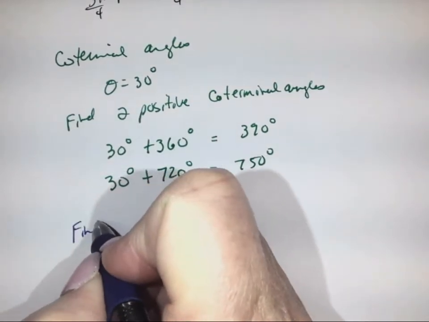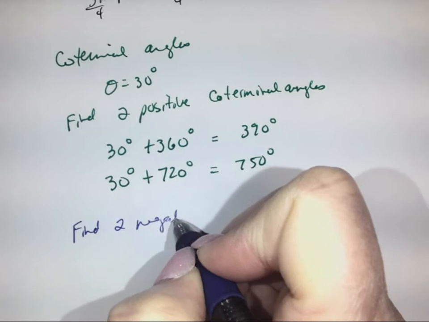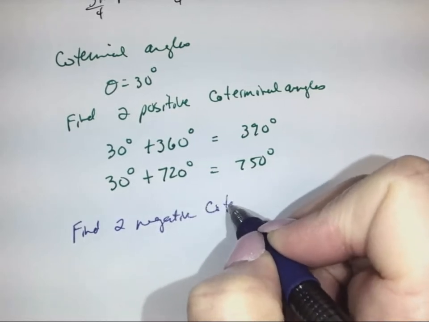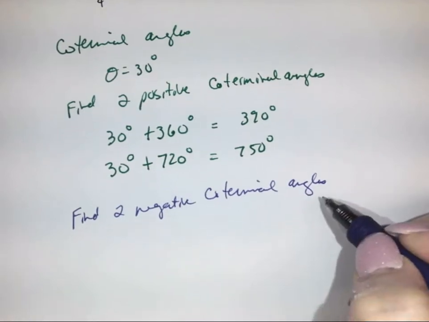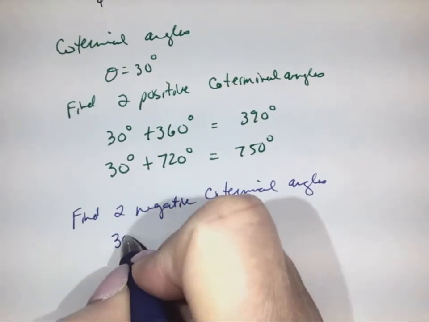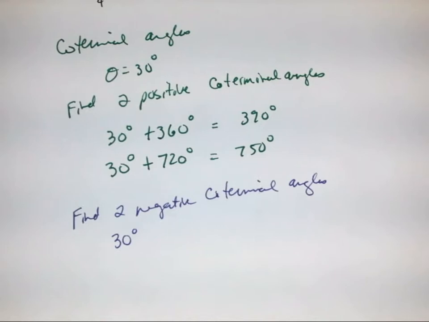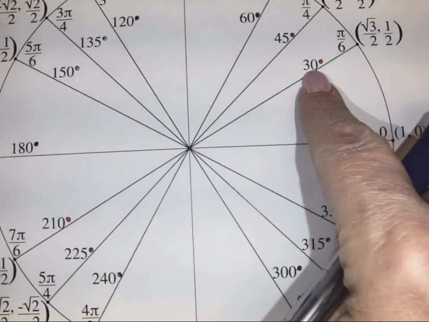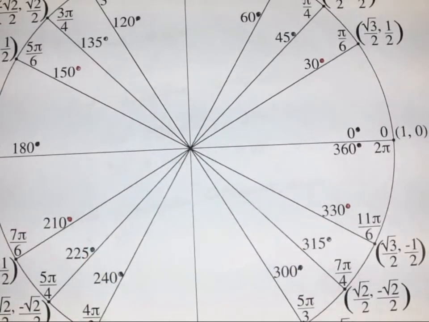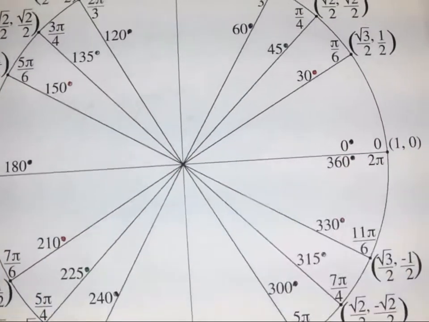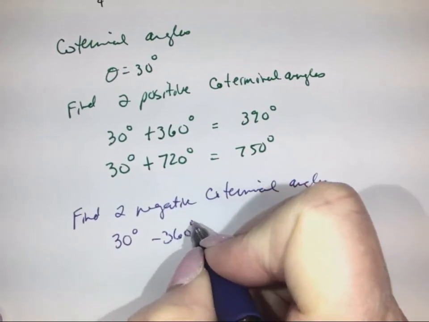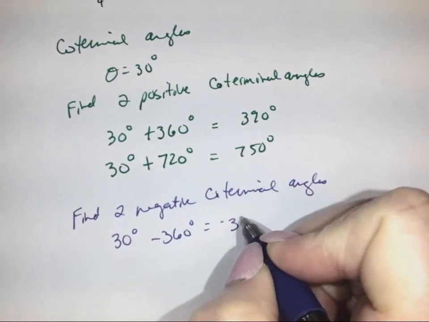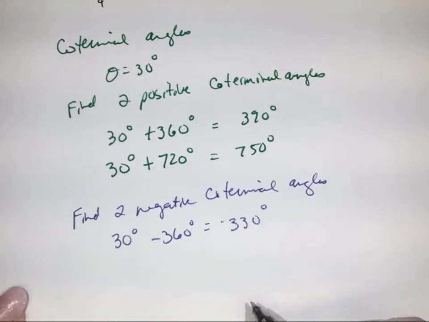Now let's find two negative coterminal angles. So 30 degrees, if I want negative, that means I have to go the opposite way. If I want a negative angle, I've got to go down this way. So I'm going to subtract 360 this time. So 30 minus 360 degrees will get us a negative 330 degrees.